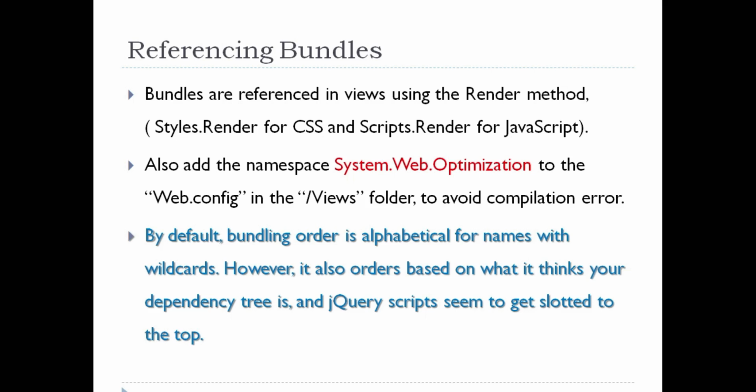the unobtrusive.validate.js file. Okay, so basically what this bundling does, by default the bundling order is alphabetical order for names with wildcards. However, it also orders based on what it thinks your dependency tree is, and the jQuery script seems to get slotted to the top. So intelligently it also orders our script sequence. Okay, now let us see this part practically.